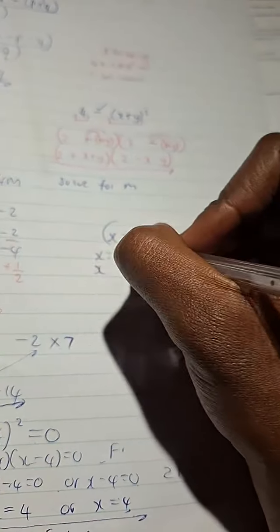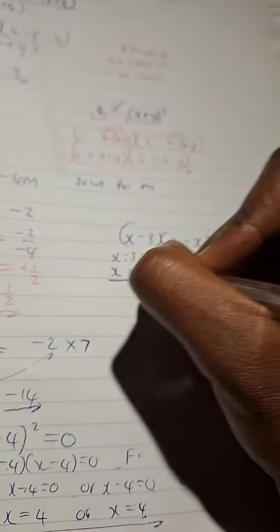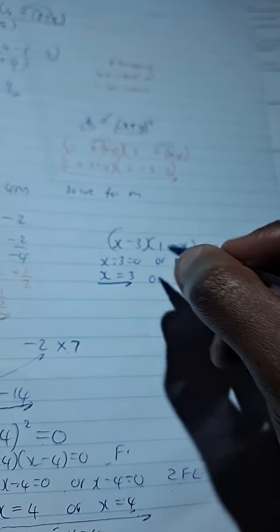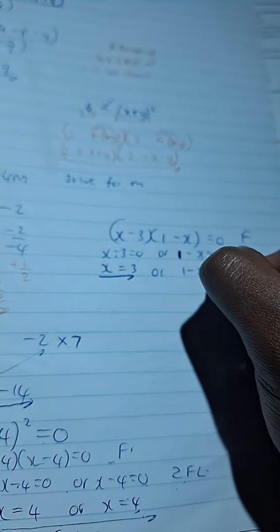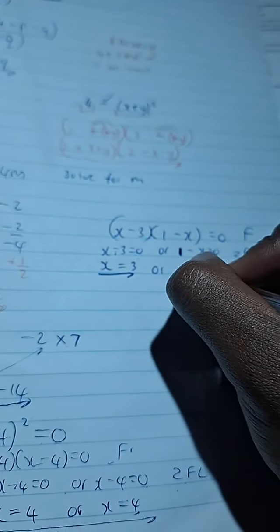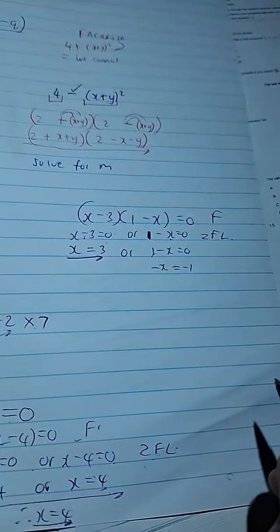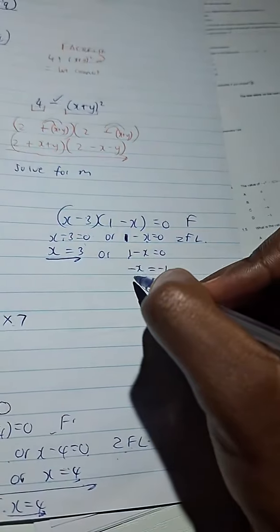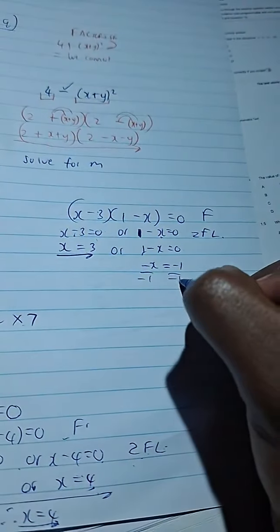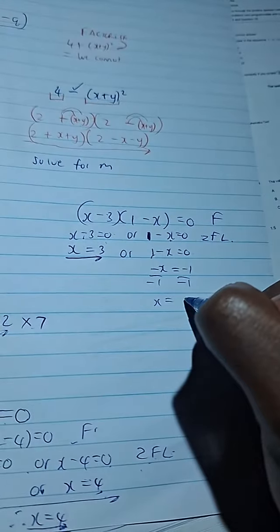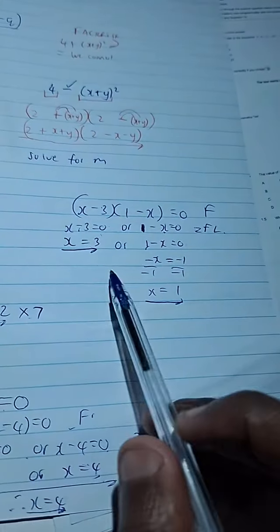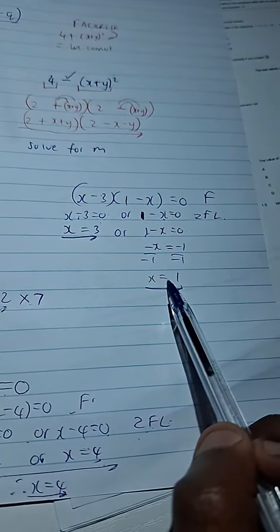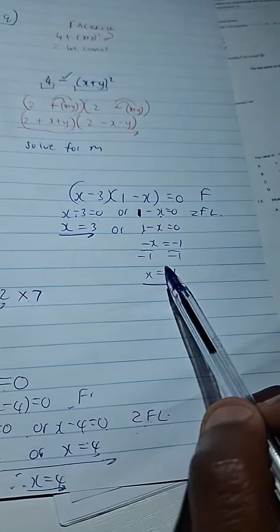So x is equal to, take the negative 3 over, x is equal to 3, or 1 minus x is equal to 0. Negative x, you take the 1, is equal to negative 1. Take this positive 1 over, it becomes negative 1. Then you divide both sides by negative 1. So x is equal to positive 1. So x is equal to 3, or x is equal to 1.